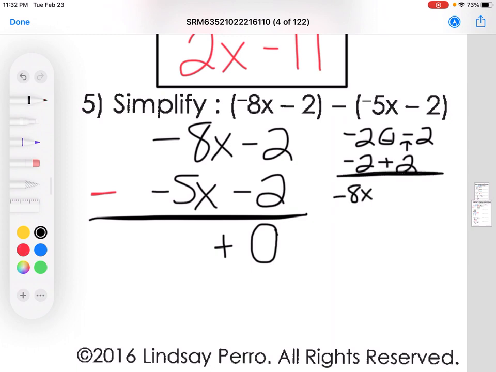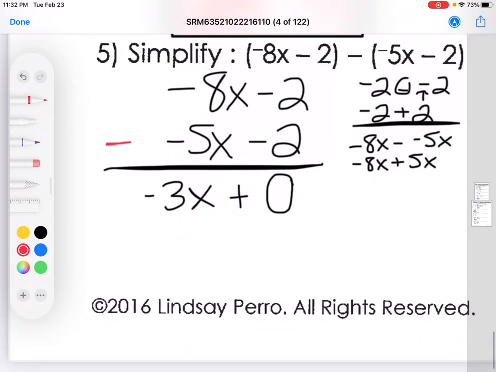Then I have negative 8x minus negative 5x. So again, that's negative 8x plus positive 5x, which would be negative 3x. So if I simplify this, I don't need to keep my 0, so my simplified answer would be negative 3x.